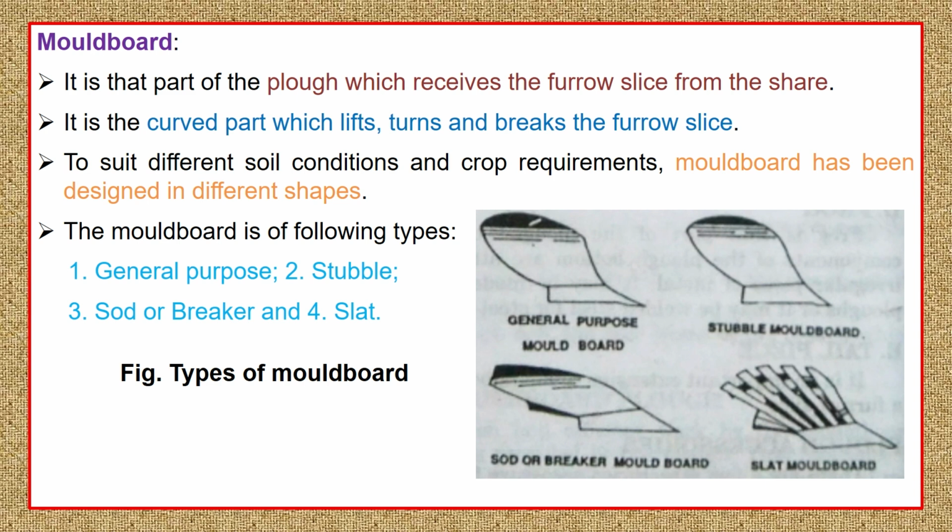so that the soil mass will be pulverized. In order to suit the soil conditions and crop requirement, the mold board is designed in several shapes. There are 4 types of mold boards available in the market. The first is general purpose, the second is stubble mold board, the third is sod or breaker, and the fourth is slat. So like that, 4 types of mold boards are available. In case of the general purpose mold board, as its name indicates, it can be used for all kinds of general operations.